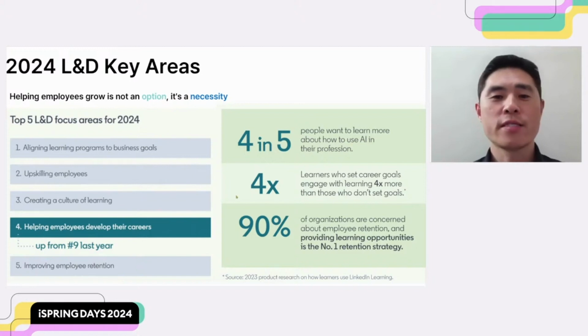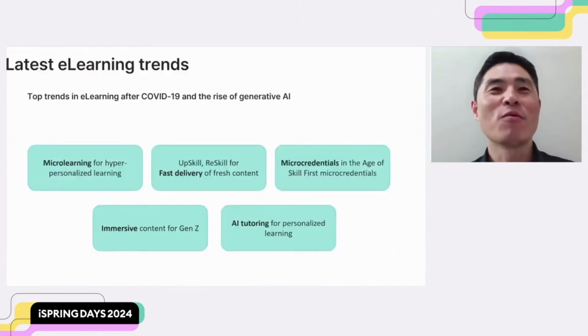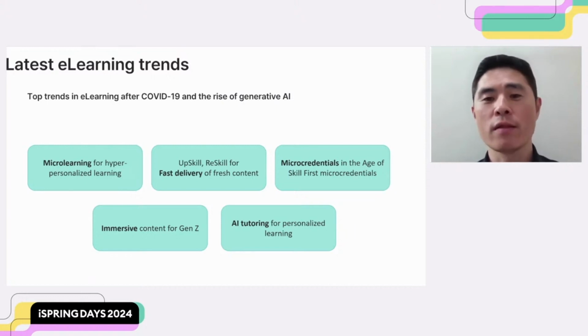So you can check the other side. I don't have much time today, so I will skip the other stuff. Let's take a look at the latest e-learning trends. There are 5 e-learning trends. The first one is micro-learning for hyper-personalized learning. Upskilling and reskilling for fast delivery of fresh content is so important as well.